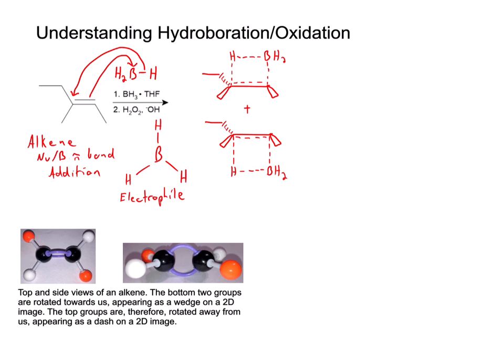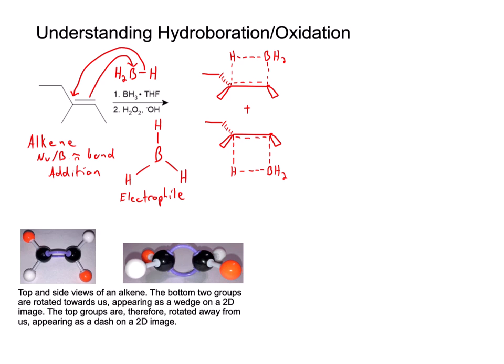Because we're rotating those towards us, the top groups are therefore rotated away from us. So if we were to redraw that as a 2D image, those top groups would appear as a dash on a 2D image. That is the orientation we need to be viewing when we do hydroboration oxidation.